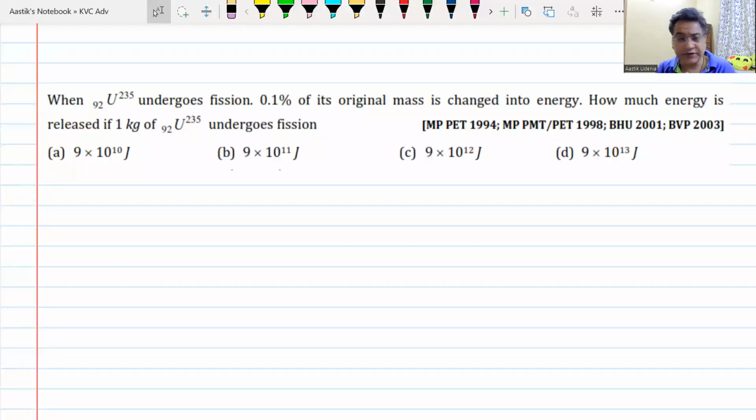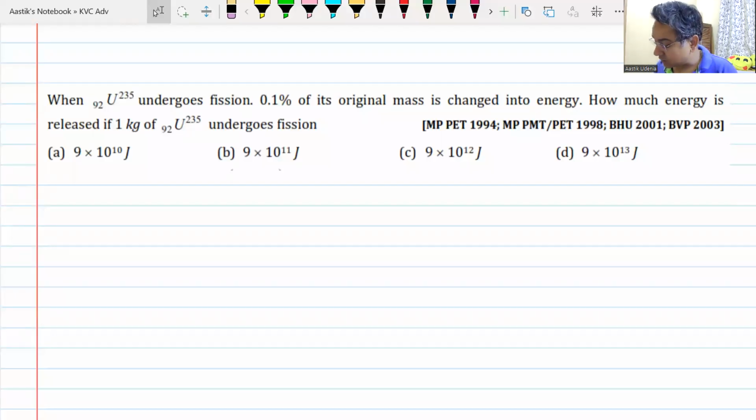Then comes this pretty simple question. Uranium U-235 undergoes fission. What is fission? We'll come to that, how it happens. Let us now concentrate on the problem that we have in hand. 0.1% of its original mass is changed into energy. How much energy is released if 1 kg of uranium U-235 undergoes fission? I give you a minute to do this.